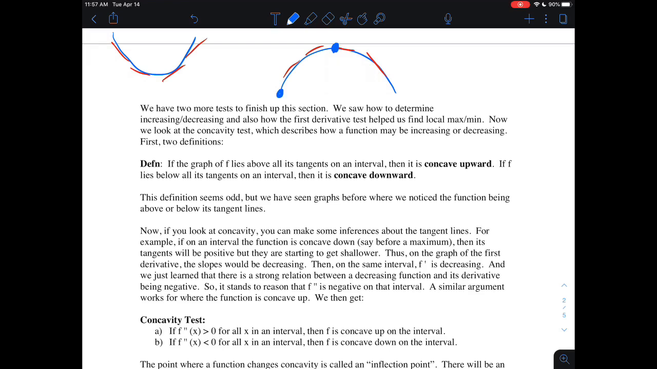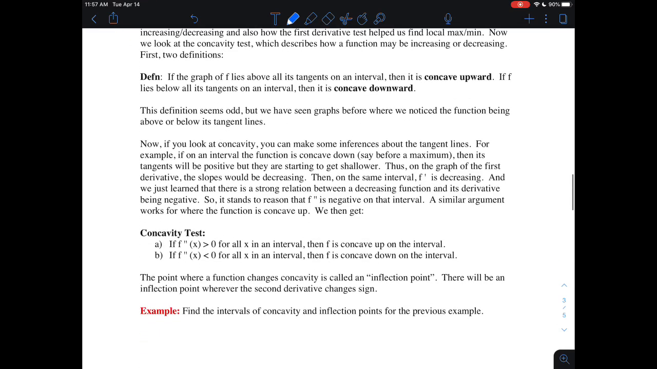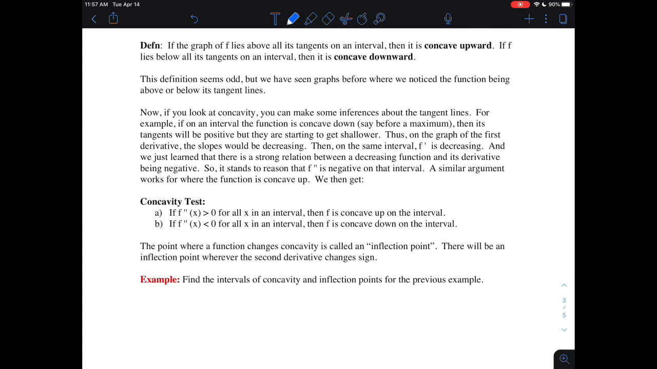A similar argument works for where the function is concave up. This all leads to the concavity test, which summarizes that previous paragraph. Part A, if the second derivative of f of x is greater than 0 for all x in an interval, then f is concave up on the interval. Part B, if the second derivative of f of x is less than 0 for all x in an interval, then f is concave down on the interval. The point where a function changes concavity is called an inflection point. There will be an inflection point wherever the second derivative changes sign.